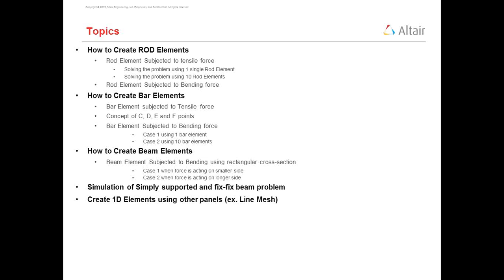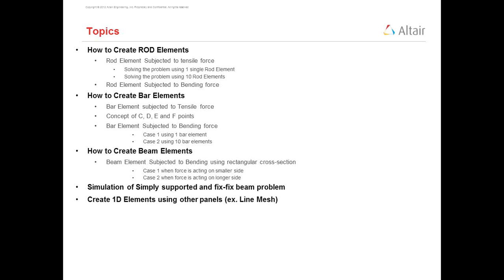In case 1 I am going to use one bar element for the length of 1000 mm and 10 bar elements for the length of 1000 mm and see the differences in results. Then how to create beam elements, that we will see. Beam elements, in this we are going to see beam elements subjected to bending using rectangular cross section. We will use a rectangular cross section, that is a different one.